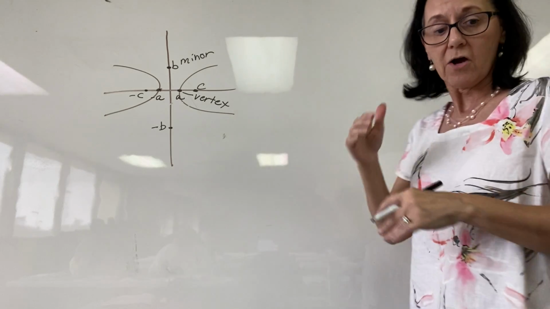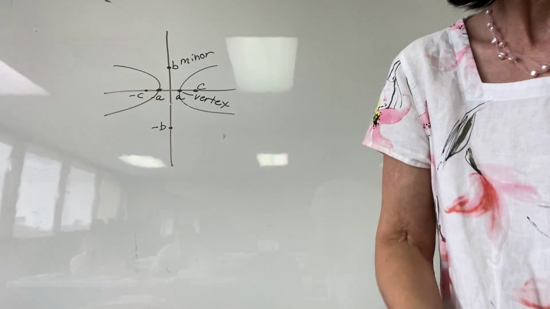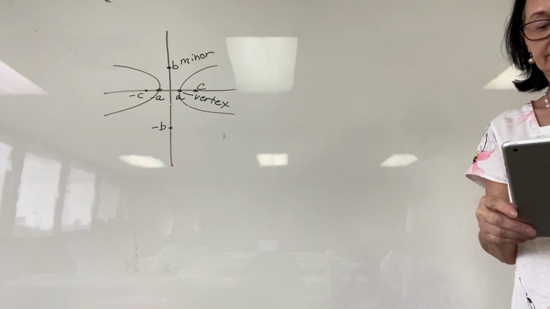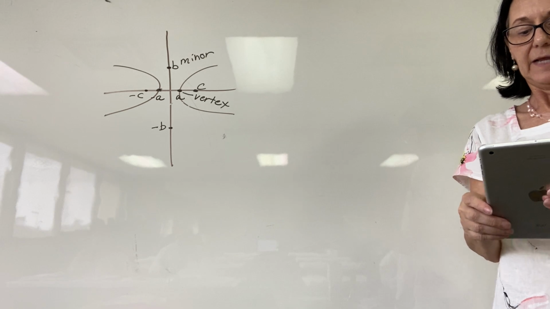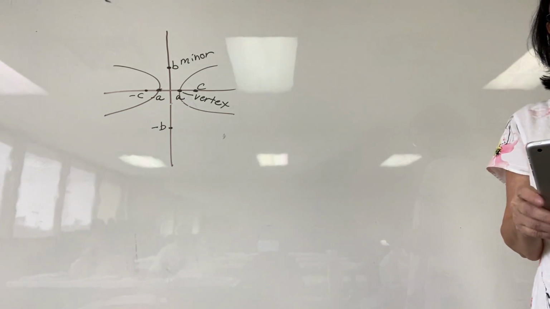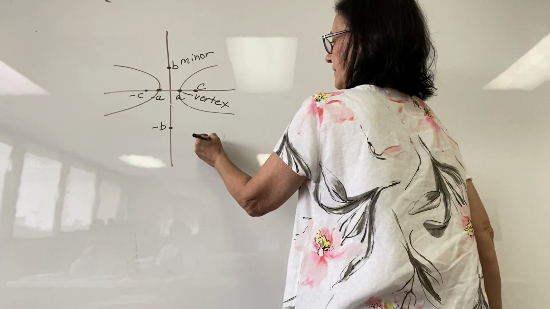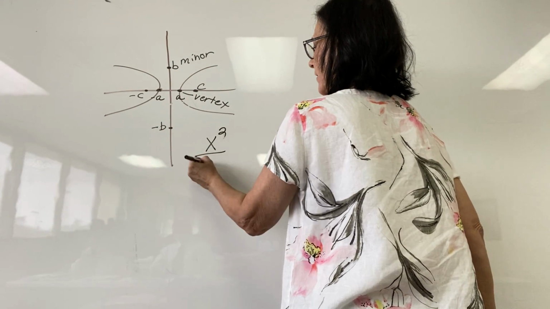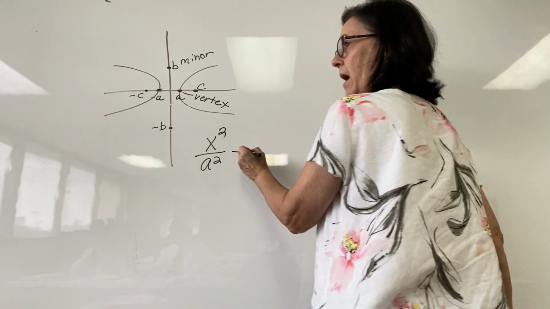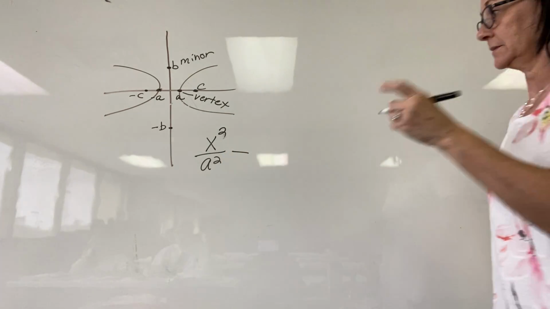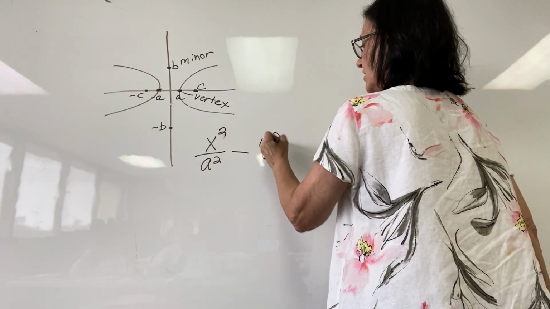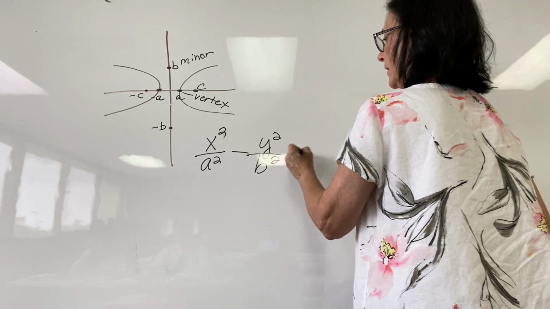All right, so if our focus points and our vertices lie on our x-axis, then the formula is going to be x squared over a squared minus, instead of plus, y squared over b squared equals 1.